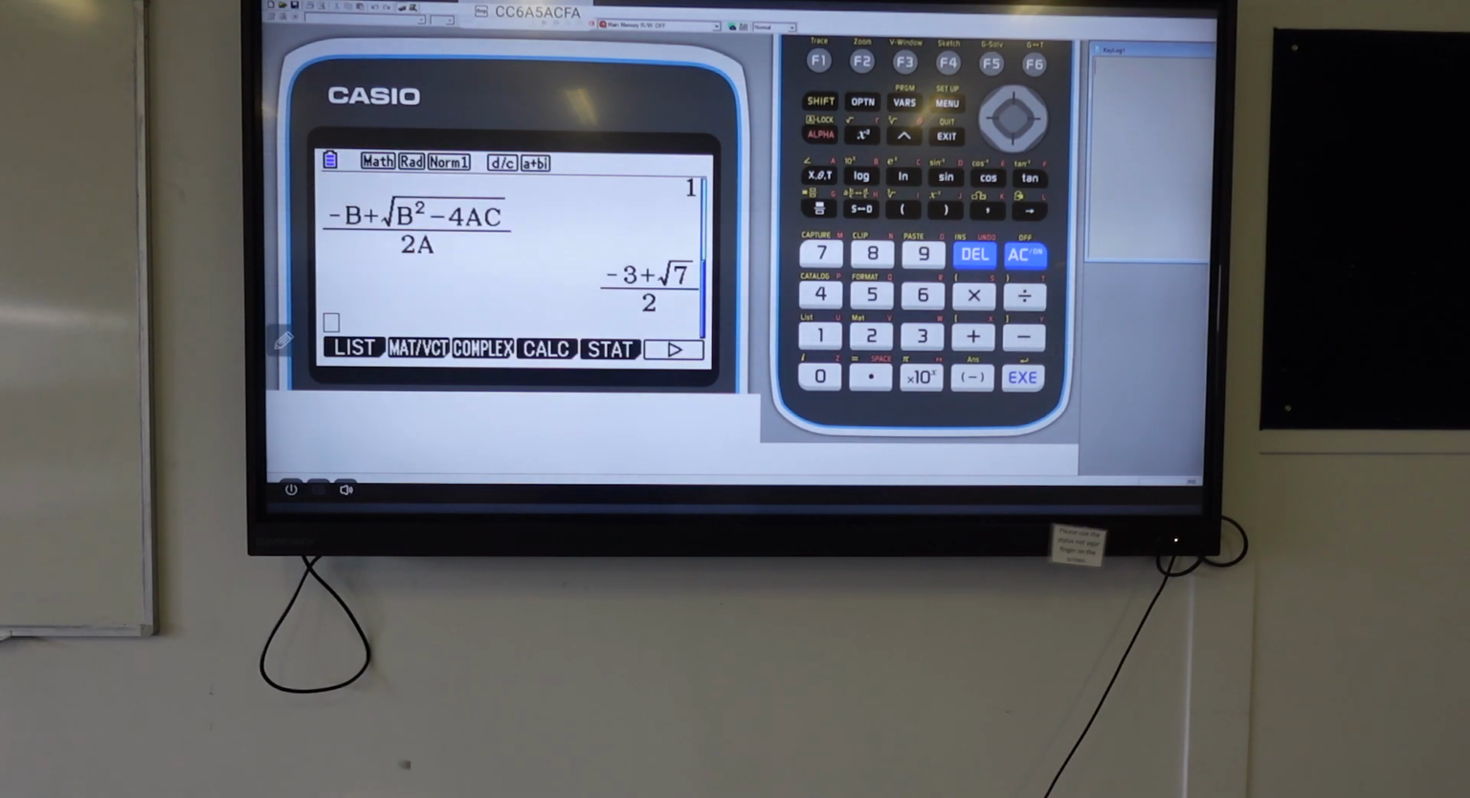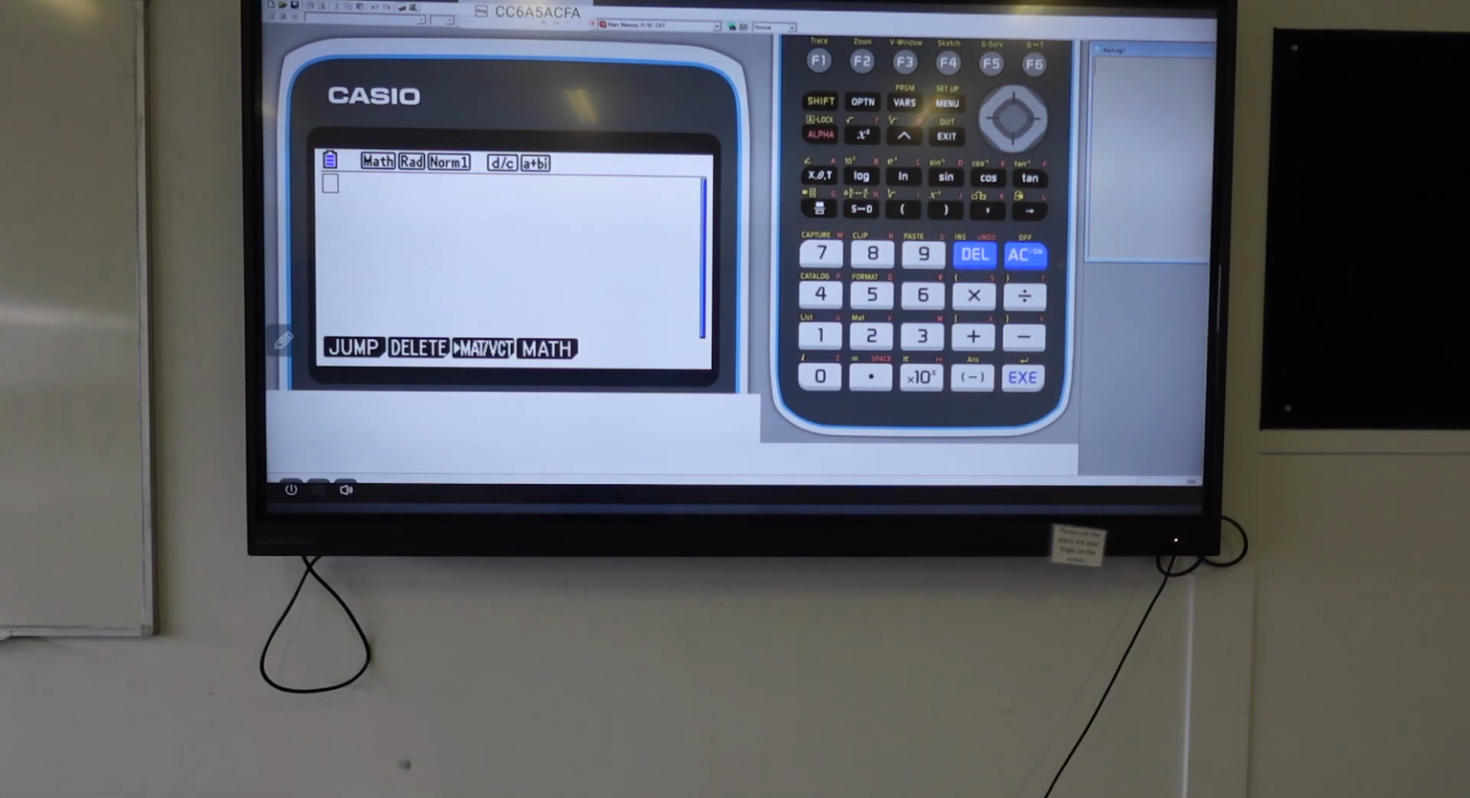Will that affect any other maths, or should we just always stay in complex mode? When you're doing your math methods, just switch it back into real mode because you don't do complex numbers in that subject.